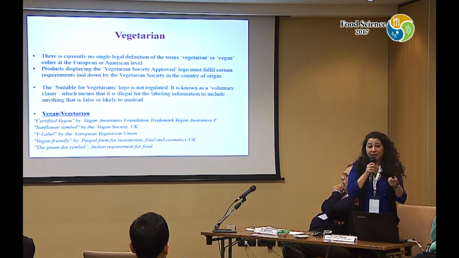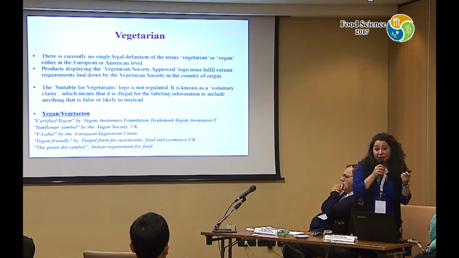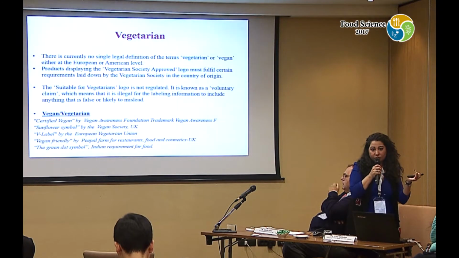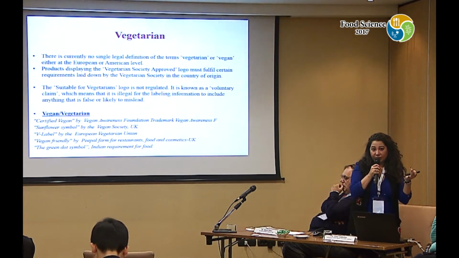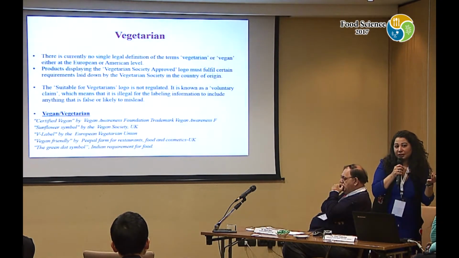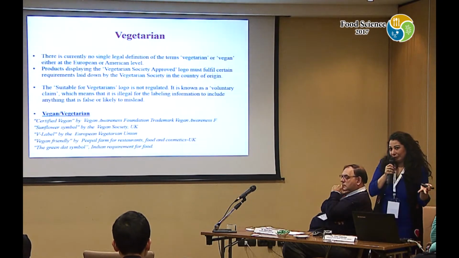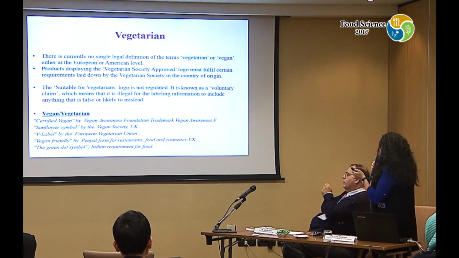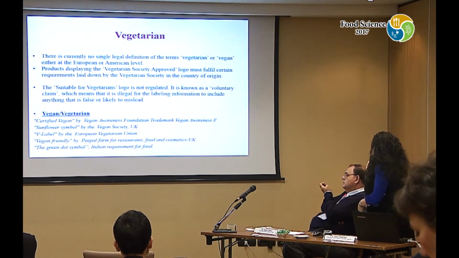So any of the countries has a Vegetarian Society, and if it's a legal one, not just a claim, they have to go there and fulfill the requirements. So far, "may be suitable for vegetarian" is not a good logo, it's not a good claim actually. It's not regulated and it's not a voluntary claim, which means that it's illegal for labeling information.